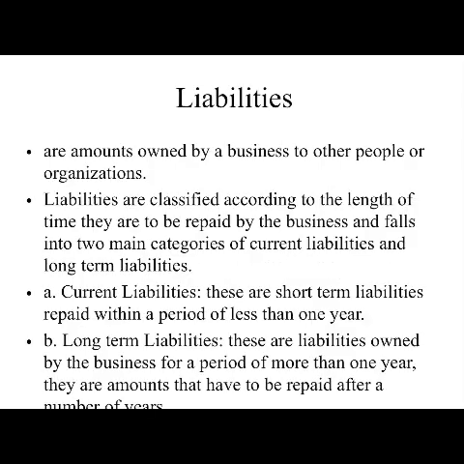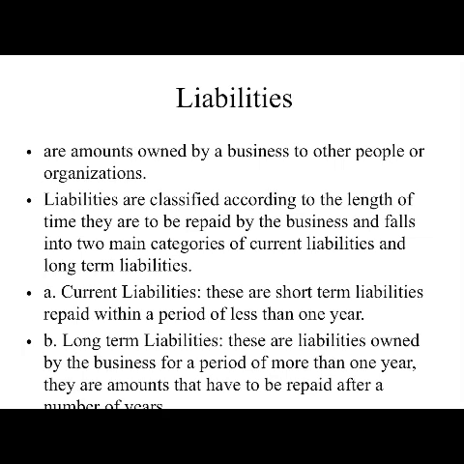Okay, let us look at liabilities. So these are amounts owed by the business to other people or organizations. So when we're talking about liabilities, they are classified according to the length of time they are to be repaid by the business and fall into two categories. We have the current liabilities and the long-term liabilities. When we're talking about a current liability, these are short-term liabilities repaid within a period of less than 1 year.